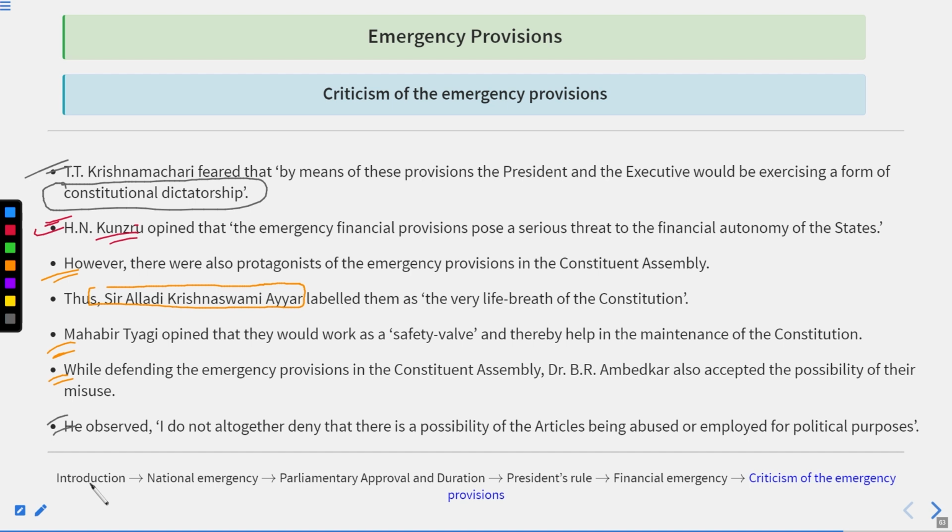Okay. So students, basically in this lecture, we have finished the emergency provisions. In the next lecture, we will start with something else. Till then, just revise all the facts and figures we have discussed in this lecture.